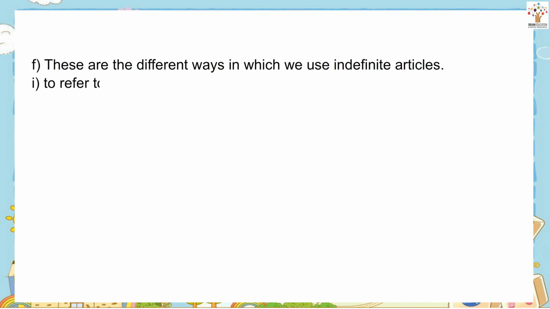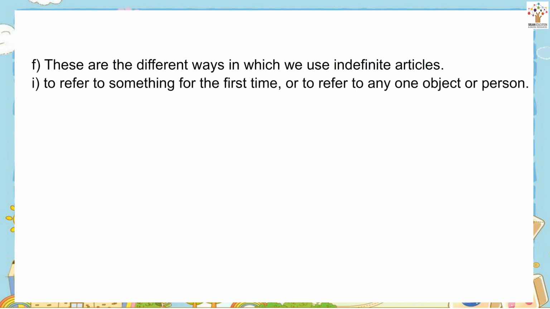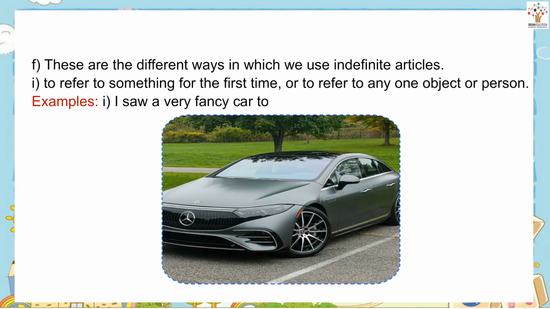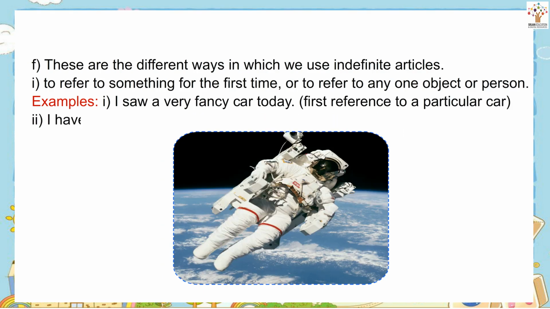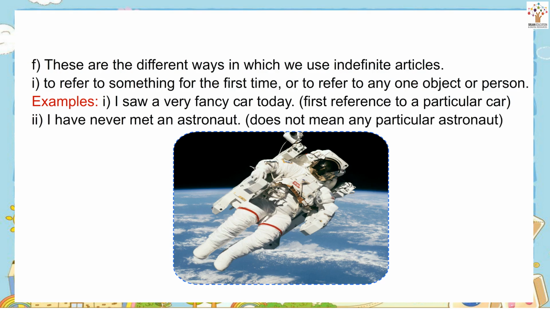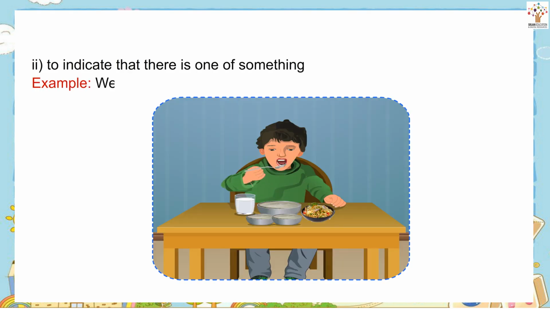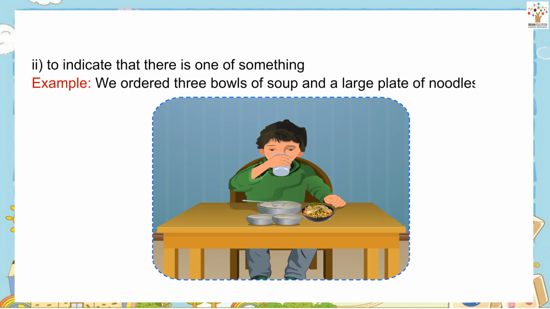To refer to something for the first time or to refer to any one object or person. Examples: I saw a very fancy car today. First reference to a particular car. I have never met an astronaut does not mean any particular astronaut. To indicate that there is one of something. Example: we ordered 3 bowls of soup and a large plate of noodles.